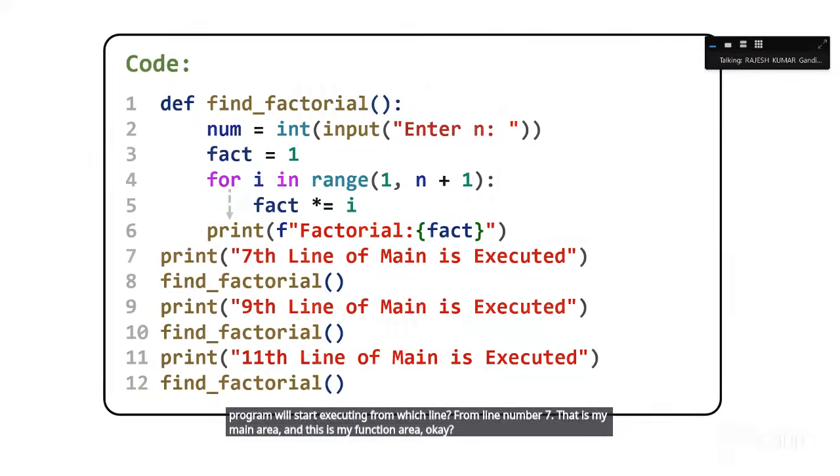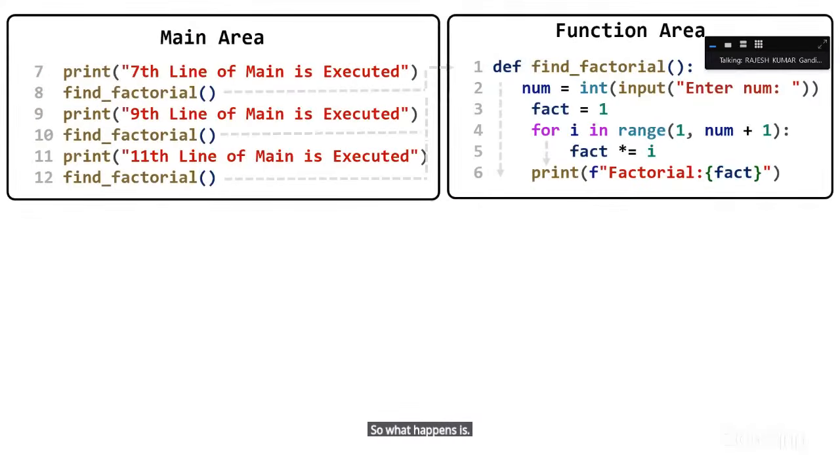So what happens is the function area is separated. You can see lines 1 to 6 there. That is our function area.